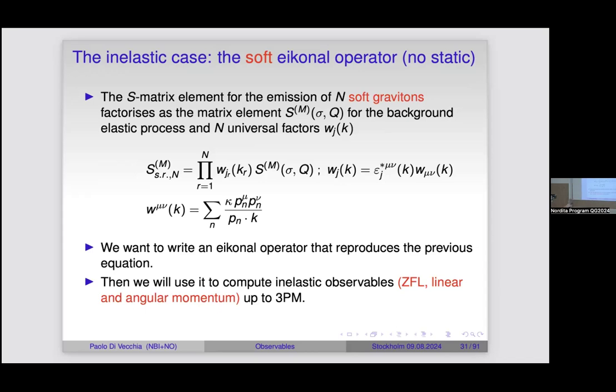I start to talk about the inelastic case, and I will restrict to the soft limit, so omega is very small. The S matrix element for emission of n soft gravitons factorizes as the product of a term of this kind times the elastic amplitude. I want to write an eikonal operator that reproduces this result, and then use it to compute an inclusive observable, like the zero frequency limit of the spectrum, the linear momentum and the angular momentum up to 3PM.